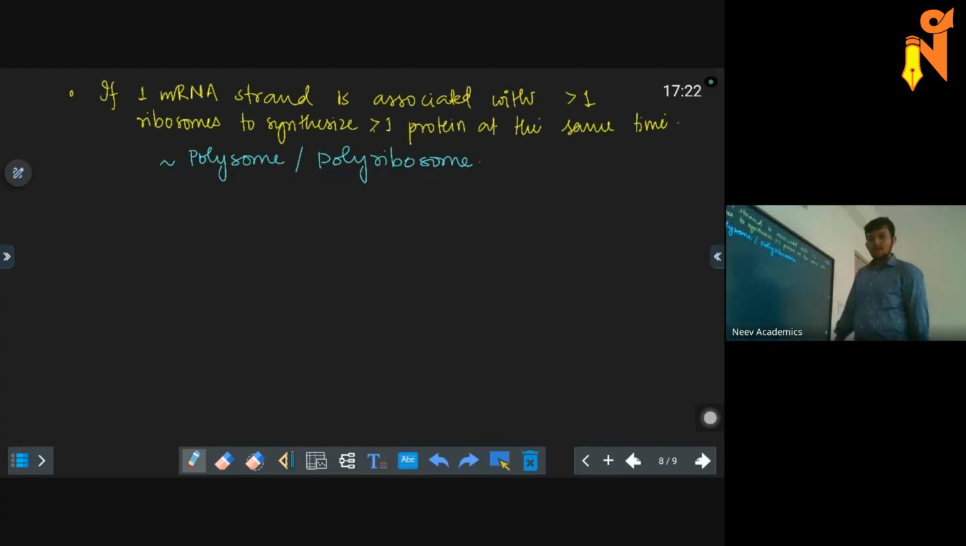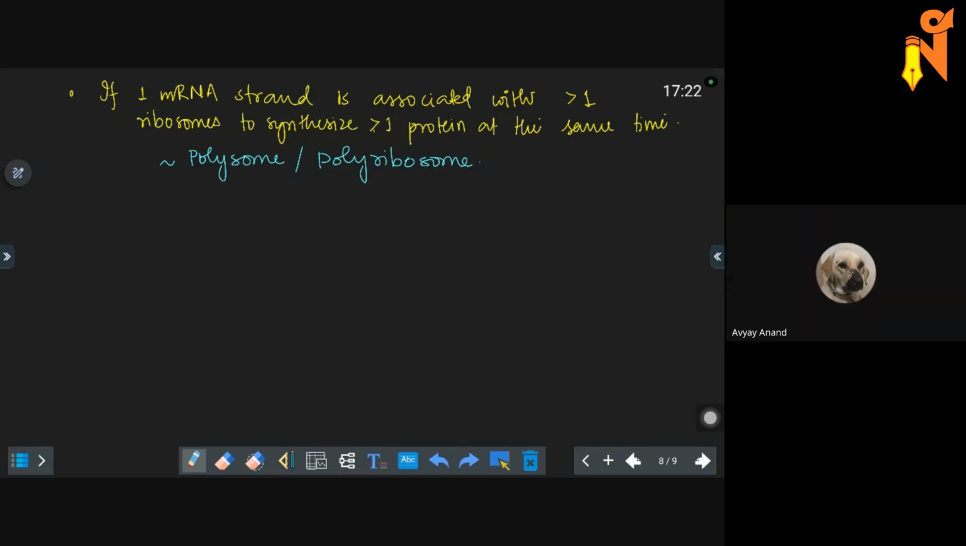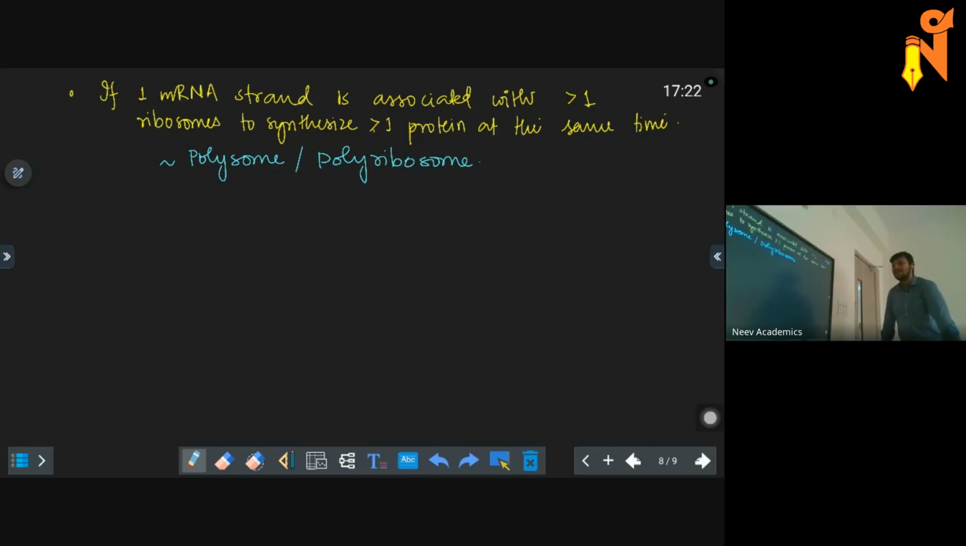Now, one more point. If one mRNA strand. Sir, what's the difference between rRNA and mRNA? rRNA is a structural molecule. It will be part of the ribosome structure. And mRNA is the RNA molecule which is formed from DNA to form protein. Done.